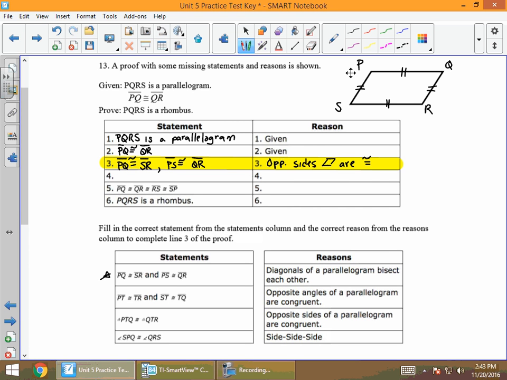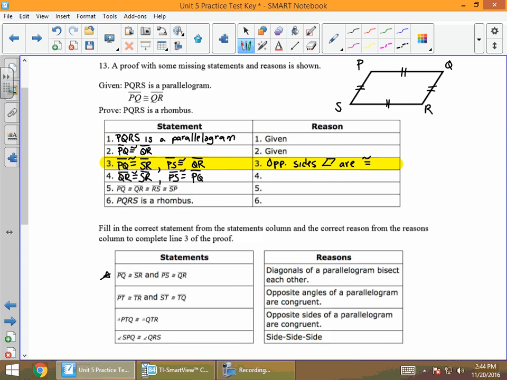Now I could do either substitution or a transitive move here. If you look in line 2, it says PQ and QR are the same. So I'm taking line 2 and line 3. PQ is congruent to QR and PQ is congruent to SR. So that means QR must be congruent to SR. And again, PS is congruent to QR and PQ is congruent to QR. So that means PS has to be congruent to PQ.